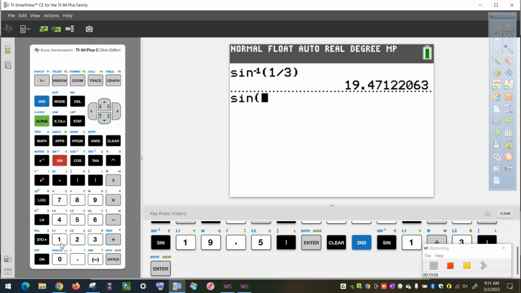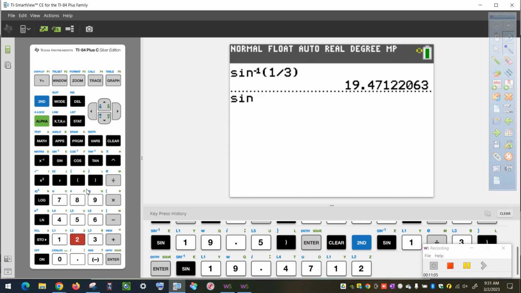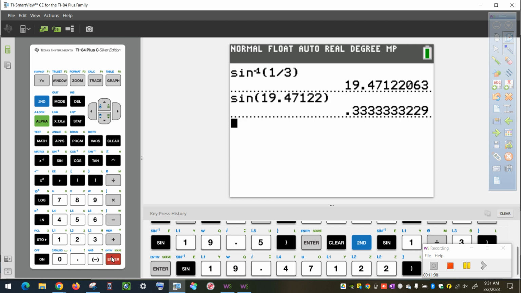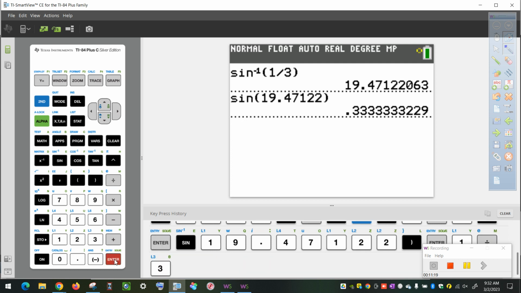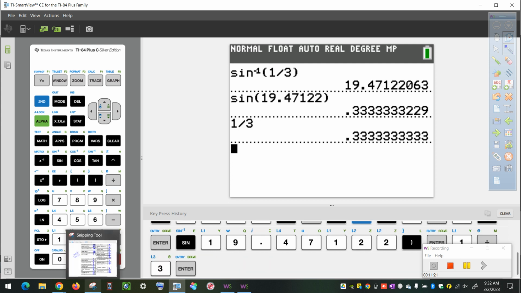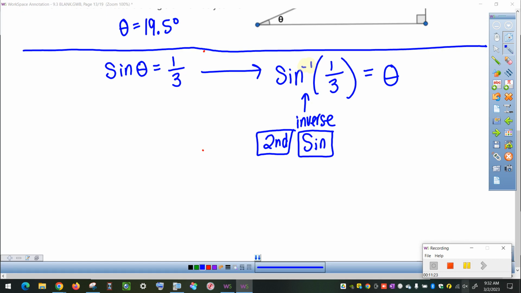Now, if I wanted to check this, I could do the sine of my answer, and I could actually type it out to be a little bit more accurate. When I do the sine of the answer, notice how I'm getting the number that I started with. I'm getting the 1/3. That's 0.3333 repeating. Here it is, 1 divided by 3. So that's the answer that we're getting. All right, so really in my equation here, I could replace this with 19.5 degrees.